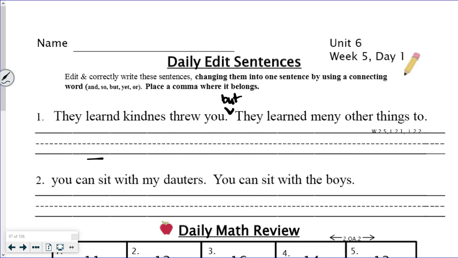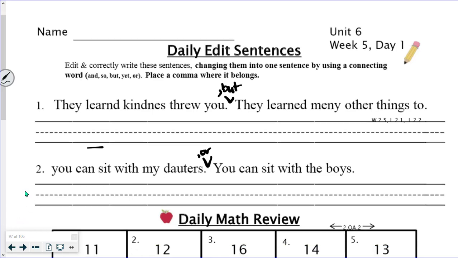Number 2, you can sit with my daughters. You can sit with the boys. Okay, so this is an or type of statement. You can sit with my daughters, or, so we're going to put an or. Actually, we're going to put a comma or, just like this one. It should be a comma, but you can sit with the boys. So same thing, fix it up. Number 2, fix it up. Pause your video.